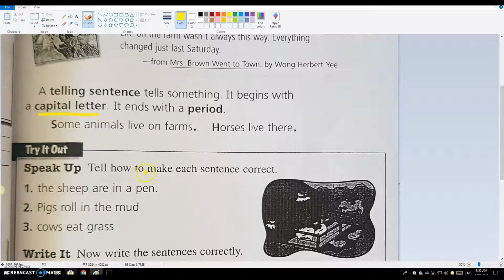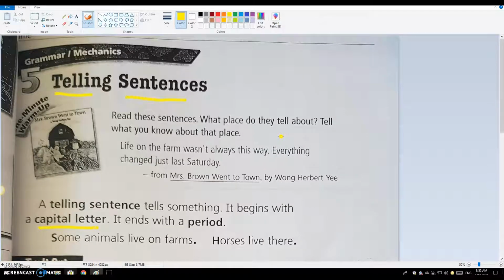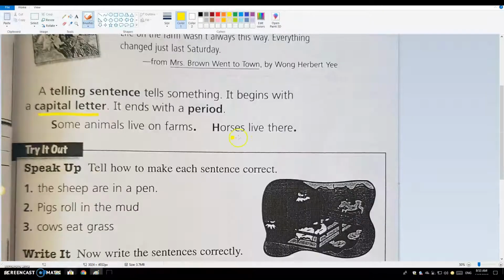Let's read some telling sentences. Some animals live on farms. Here's another one. Horses live there. These telling sentences just tell you information. You could say, grass is green. The sky is blue. The students love English. Can you think of a telling sentence?